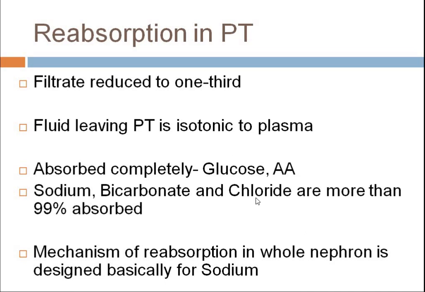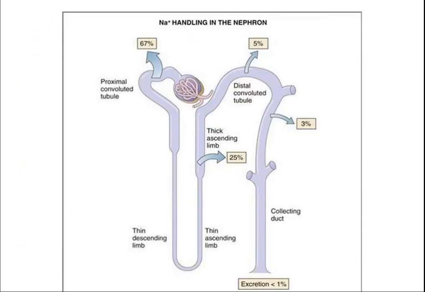The substances which are completely absorbed in the PCT are glucose and amino acids, while sodium, bicarbonate and chloride are more than 99% absorbed at the level of the PCT itself. And we have already discussed how the whole mechanism is based on the absorption of sodium. I hope the PCT portion is clear. As I told you, 65 to 67% of sodium is reabsorbed in the PCT, and most of all the other substances are dependent on sodium. So most of the substances, 67%, are absorbed in the PCT.